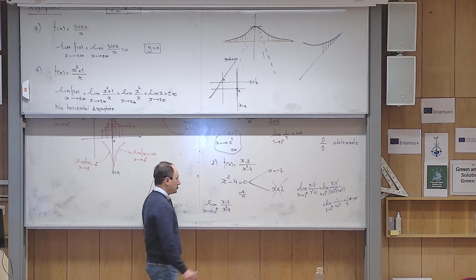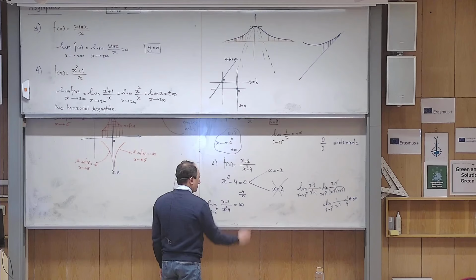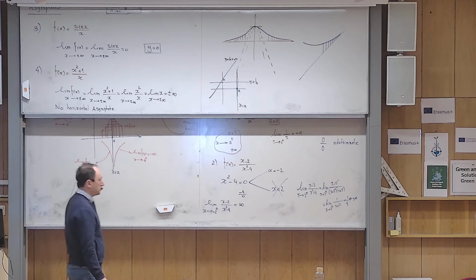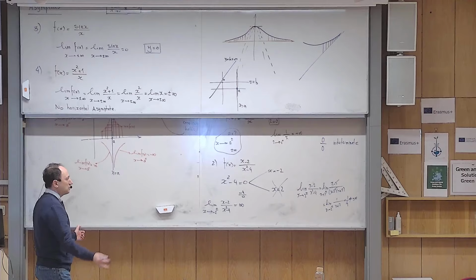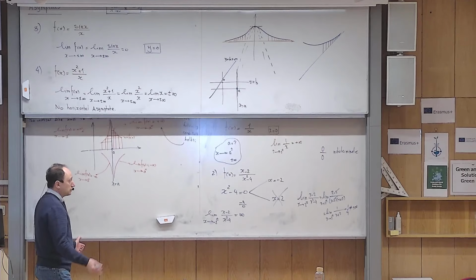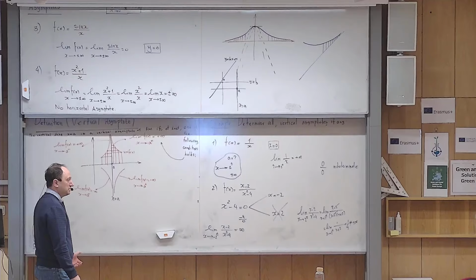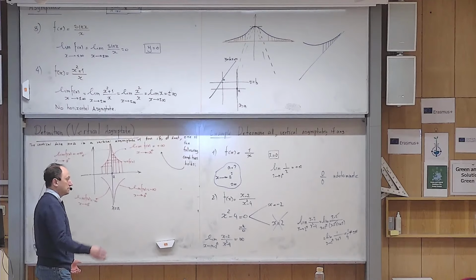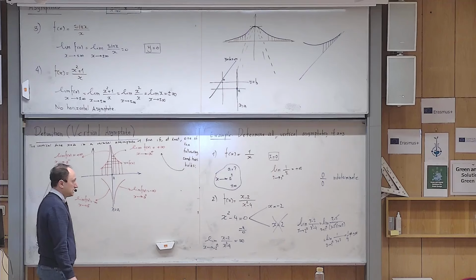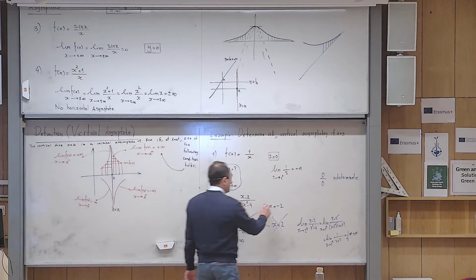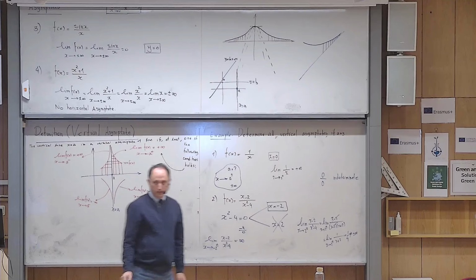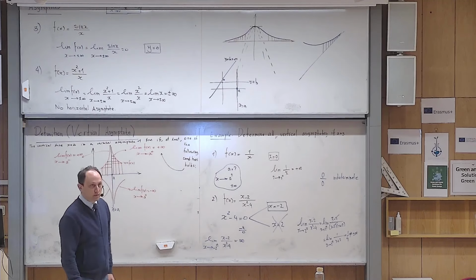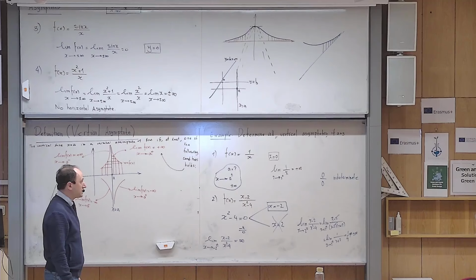So then what happens? This becomes infinity. A number divided by 0 is infinity. What type of infinity? If you want, you can determine the type of infinity, but here it doesn't matter because either positive or negative infinity is enough for me. So this is exactly what I want. So there is only one vertical asymptote for this function, and that is x equals minus 2.